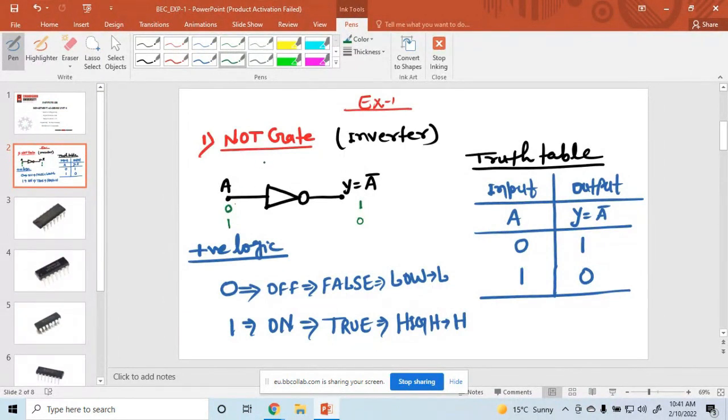So this is the symbol. This one is called the symbol of a NOT gate. So everyone remember the symbol. Everyone remember the truth tables. I hope that is clear to all. Yes or no? Yes, sir. Or does anyone have any doubts, any query?